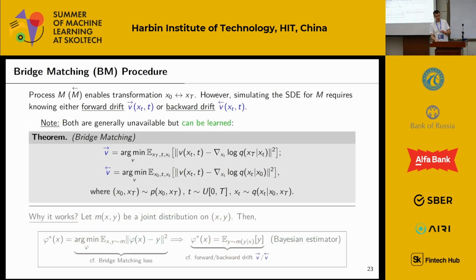Could you please explain, am I right that the main distinction between score matching and bridge matching is conditioning on endpoints, while in score matching we just condition on previous points? Yes, exactly. Thanks.